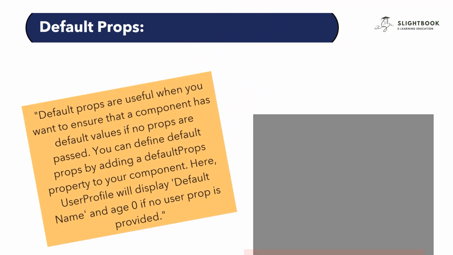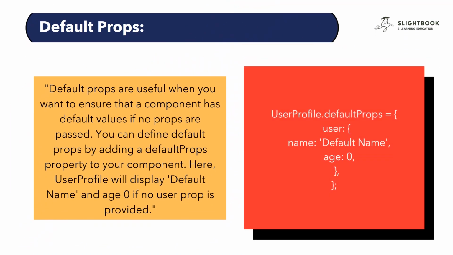Default props. Default props are useful when you want to ensure that a component has default values if no props are passed. You can define default props by adding a defaultProps property to your component. Here, UserProfile will display a default name and age 0 if no user prop is provided.